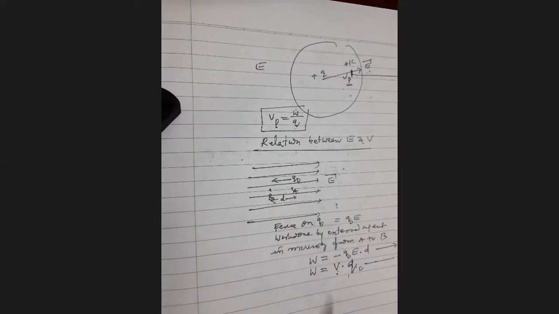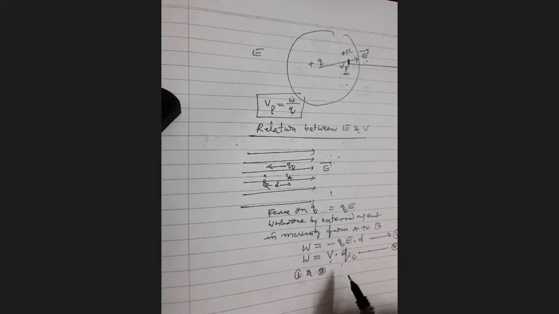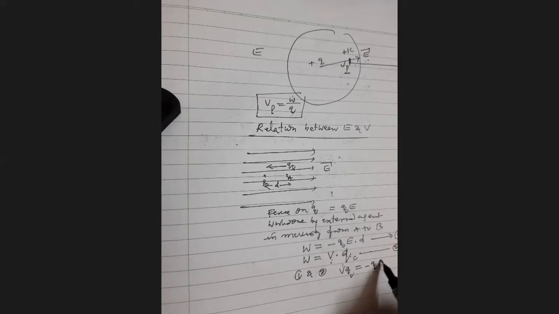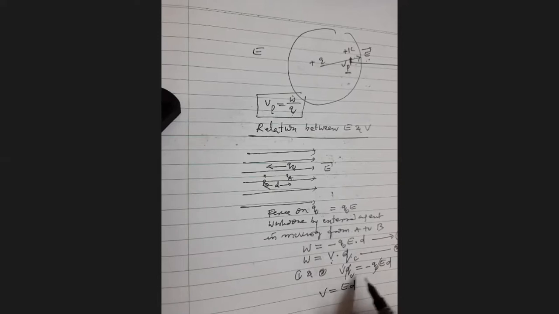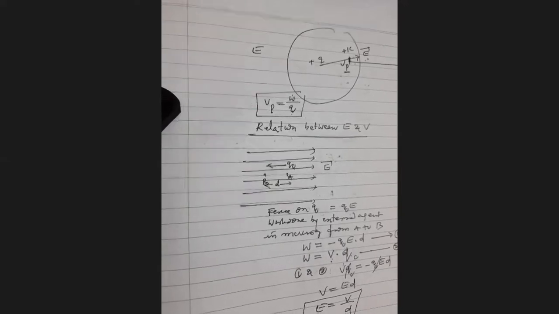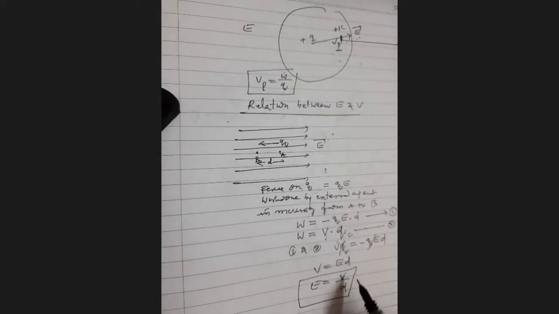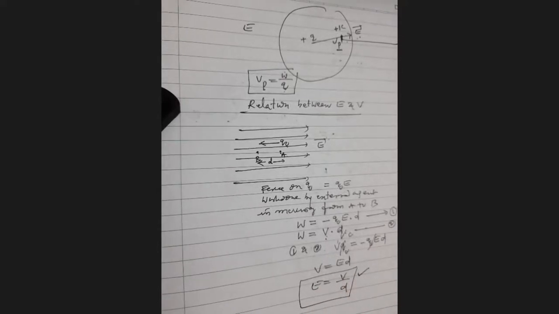Q naught is the test charge we have taken. From equations 1 and 2, we can write V Q naught equals Q naught E D. Q naught cancels. Then V is equal to E into D. But here V is VB minus VA. If you write VA minus VB, then the minus will be cancelled, of course. So here E equals V by D. This is the relation between field strength and potential.